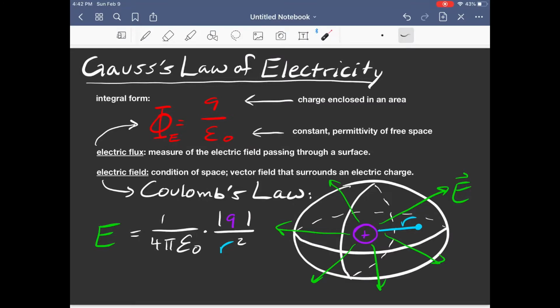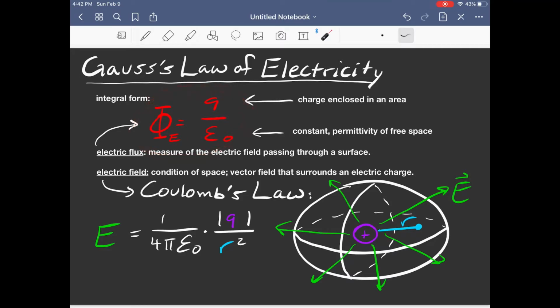Okay, so in this video we're going to talk about the first of Maxwell's equations, called Gauss's law of electricity. We're going to talk about the form of this equation, what it means, and we'll work through an example problem to help conceptualize it a little bit deeper. So here it is. This is Gauss's law of electricity.